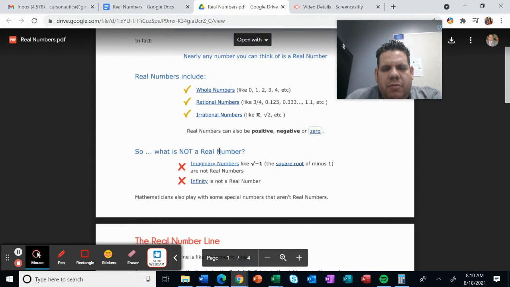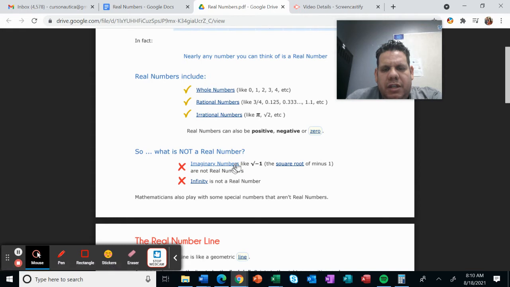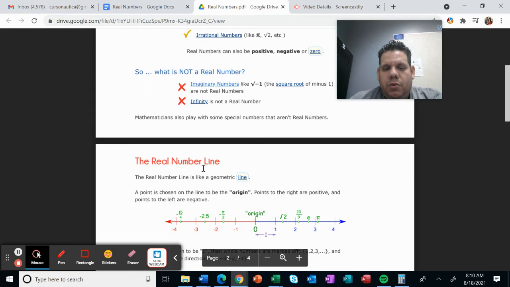So what is not a real number? Imaginary numbers, like the square root of -1, are not real numbers. Infinity is not a real number. It's a number that we don't even know where it ends because it has no ending.